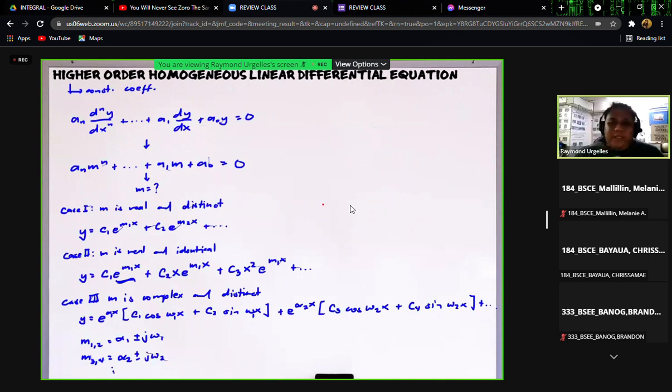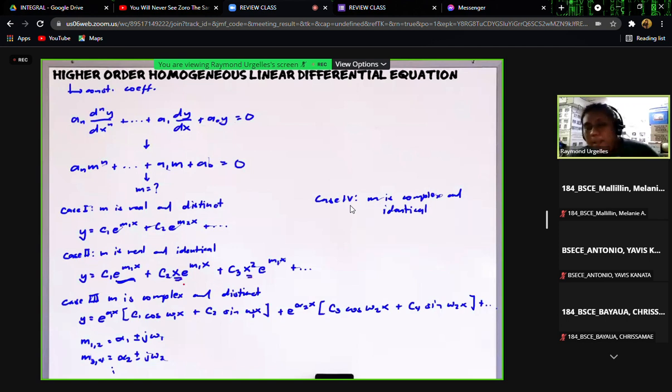Case 4 is when our root m is complex and identical. That means we get the same complex number repeatedly. It's the same as the real and identical case, but instead of a real number, it's a complex number. So like what we did here, we also multiply by x. Therefore, y will become e to the alpha 1 x first, times C1 cosine of omega 1 x plus C2 sine of omega 1 x.